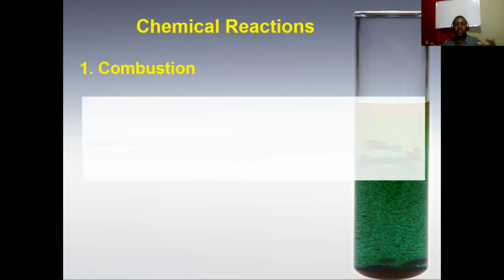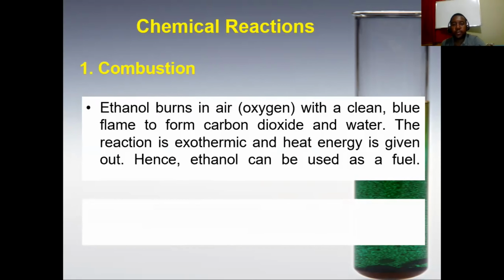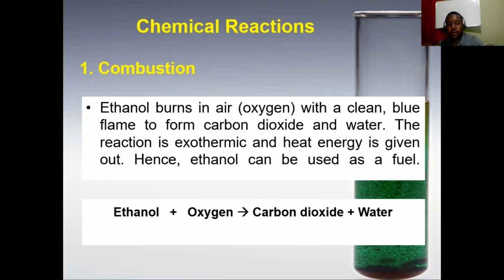So let's look at the chemical properties or reactions. First, combustion. Alcohols burn in oxygen with a clean blue flame to form carbon dioxide and water. The reaction is exothermic and heat energy is given out. Hence, ethanol can be used as a fuel. So ethanol reacts with oxygen to give carbon dioxide and water, and it also produces heat, so it's an exothermic reaction. That's why you can have E10 usage as fuel for cars, because ethanol gives a certain amount of heat that can be used to fuel some machinery.